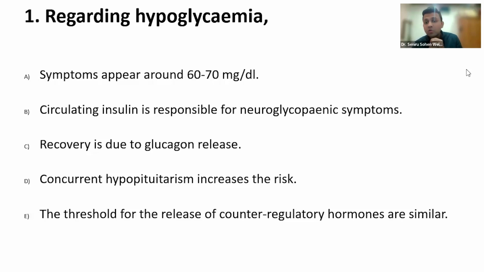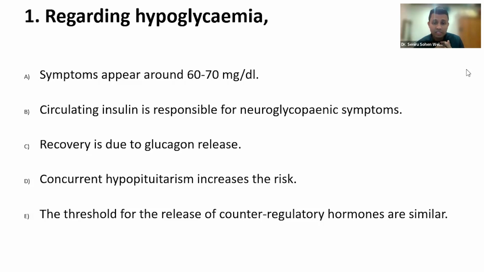Next, the statement: recovery is due to glucagon release. For this question, you need to know what happens when you are developing hypoglycemia. In a normal patient with a normal physiological response, the first thing that will happen when the glucose level starts to fall, around the 80s, is that the insulin level will start to fall. Then the second counteractive mechanism will take place, where glucagon will get released.